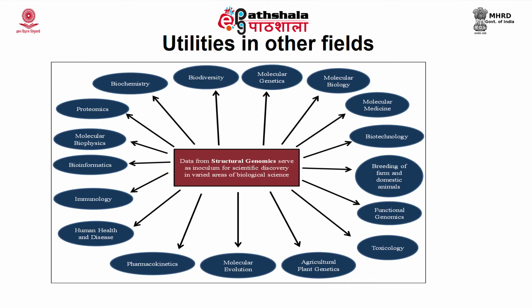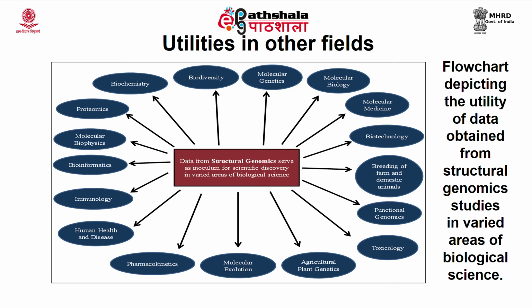This slide represents a flowchart depicting the utility of data obtained from structural genomic studies in varied areas of biological science. Data from structural genomics serves as an inoculum for scientific discovery in varied areas of biological science, which include biodiversity, molecular genetics, molecular biology, molecular medicine, biotechnology, breeding of farm and domestic animals, functional genomics, toxicology, agriculture plant genetics, molecular evolution, pharmacokinetics, human health and diseases, immunology, bioinformatics, molecular biophysics, proteomics and biochemistry.